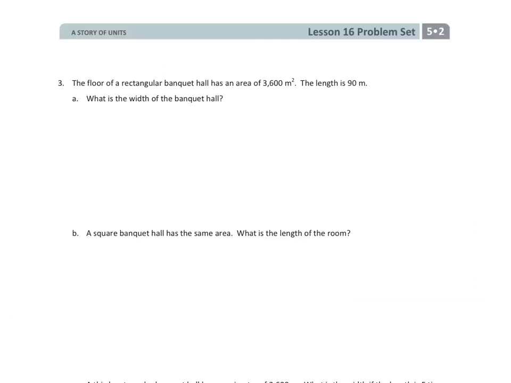So let's look at problem number 3, a word problem. The question says, the floor of a rectangular banquet hall. I want you to box in the word rectangular. That gives you a mathematical term that the room is rectangular shape. Has an area. So let's box in area. And the area is 3,600 meters squared. They tell you the length, box in the word length, is 90 meters. They want to know what is the width of the banquet hall.